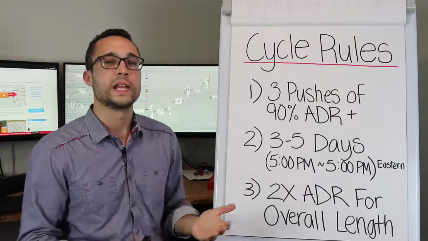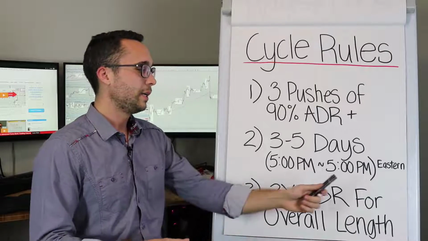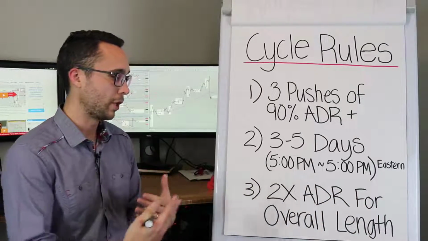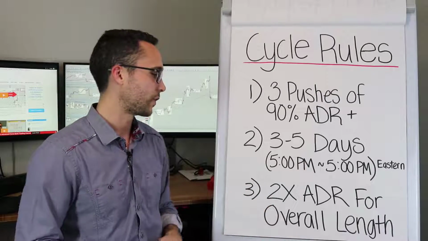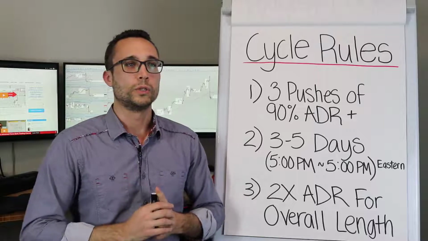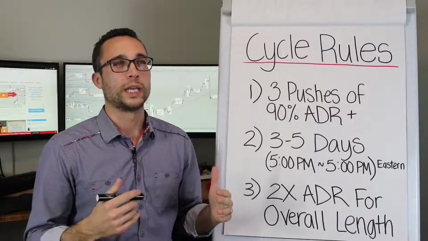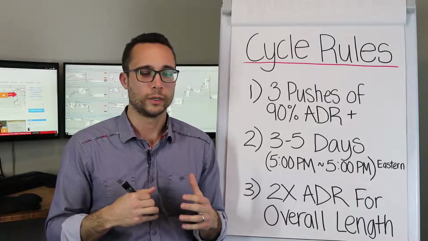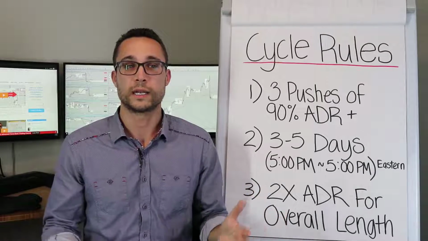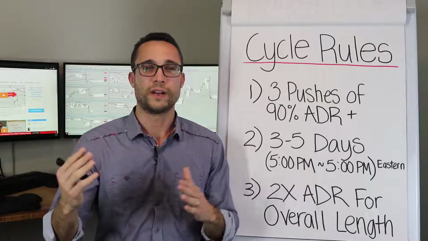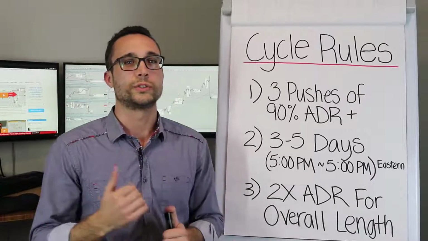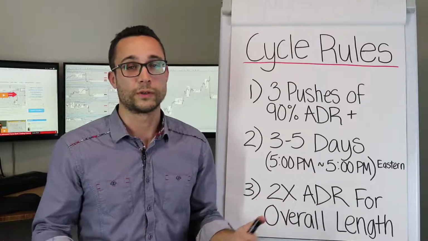So I could draw that out on the next screen as well if that doesn't make sense. But 3 to 5 days, days are measured again, 5 p.m. to 5 p.m. market time, as that's what matters for us. Now the final rule is an overall length rule. It just gives you a guideline of where this thing could potentially end up. I'm not trying to front run that necessarily. It's not how I trade personally, but it gives you a rough idea of, hey, is this thing complete? And as a good base rule, 2 times ADR is just a great starting point for that.